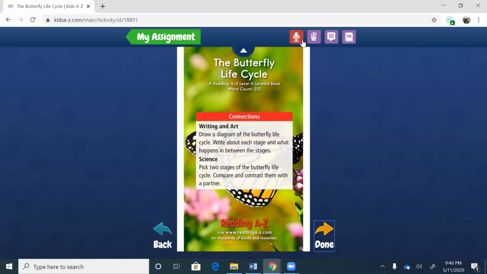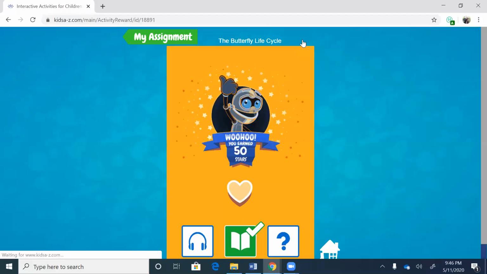All right. So it says writing and art. Draw a diagram of the butterfly life cycle. Write about each stage and what happens in between the stages. So during science, I'm going to show you in Portfolio where you can draw the life cycle. All right, woohoo! You earned 50 stars.